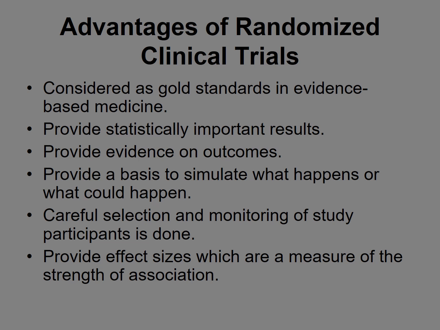So it really does provide evidence on the outcome. Usually you want to make sure you are selecting and monitoring the participants very well in randomized clinical trials. Another ethical reason is just to make sure that you're not harming participants. But definitely to the second to last point, there's careful selection and monitoring. And another advantage is that it does provide effect sizes that you can measure and look at the strength of the association. So what is the statistical value, but also what is that strength? How much did that type of manipulation influence the outcome that you are studying?